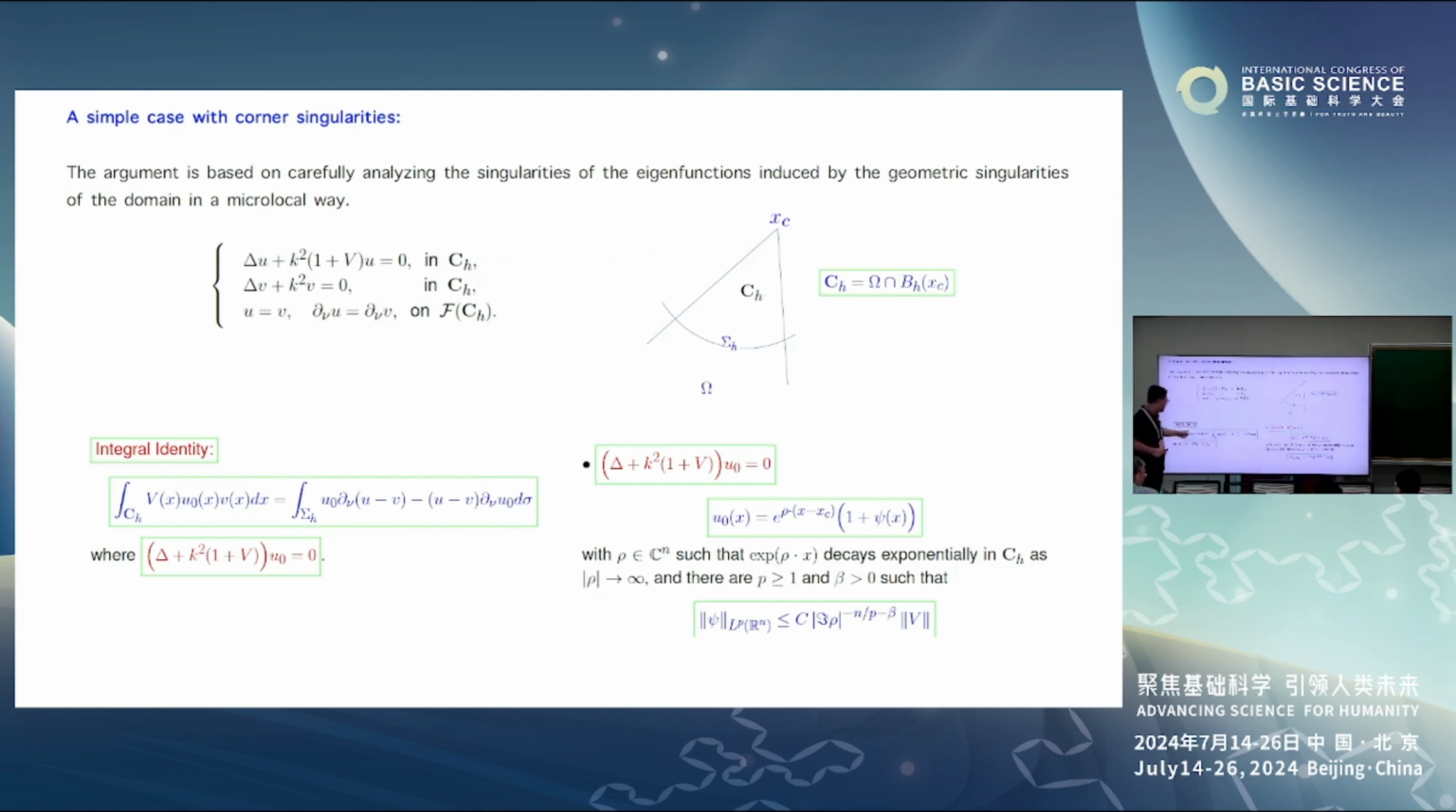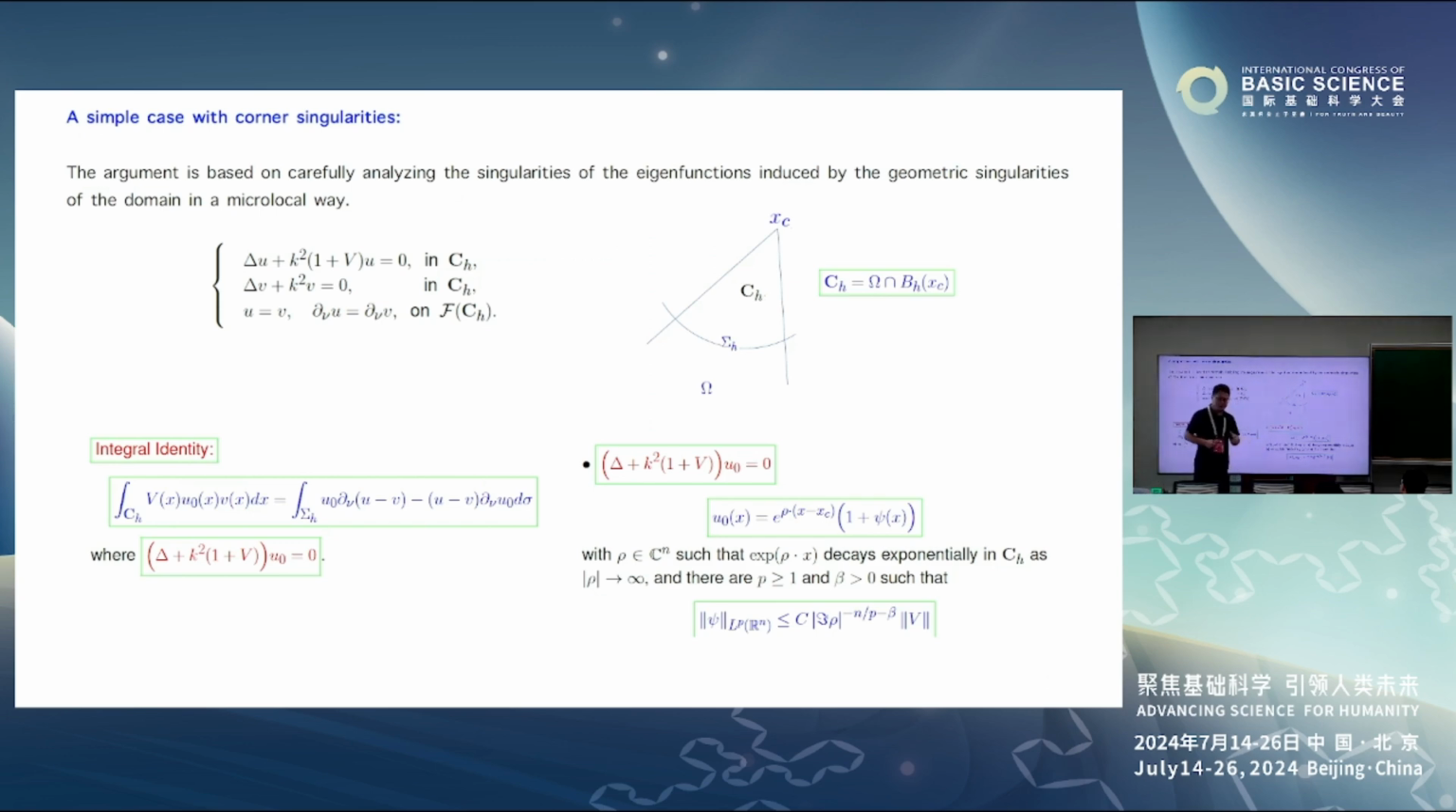Now, the most important thing is how to construct a test function U0 here. It has this property: the energy is localized around this XC, but it decays away from this point. It's this so-called geometric optics solution, okay? We get a phase parameter. We can still do asymptotic analysis in this phase space. And using that, we can establish that indeed these eigenfunctions U and V vanish locally around this XC, okay?